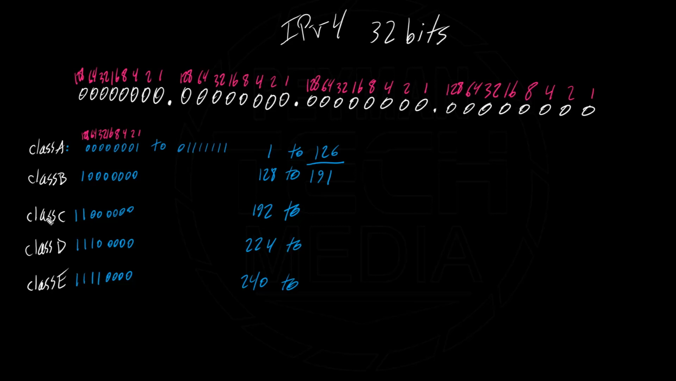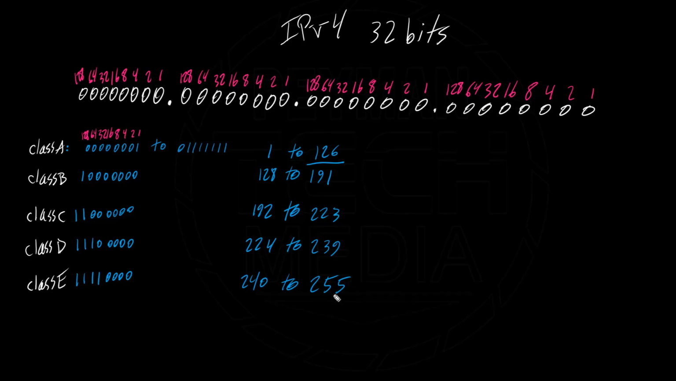And then for class C, the range is 192 to what number? One less than the next class range. So 192 to 223. And then for class D, 224 to what number? 239, one less than the next one. And for class E, 240 to what is the maximum number? 255.